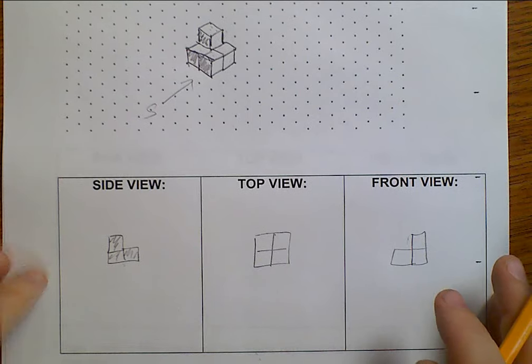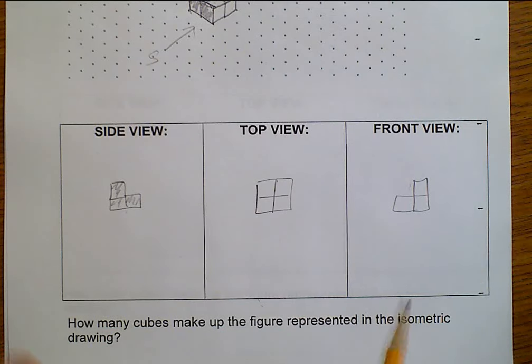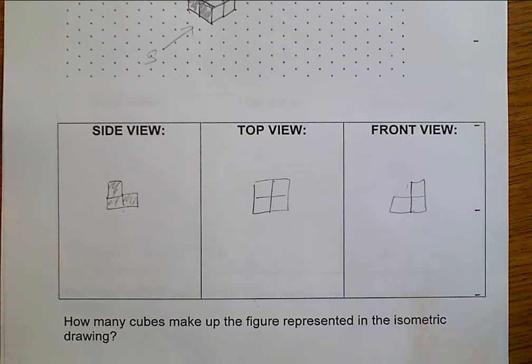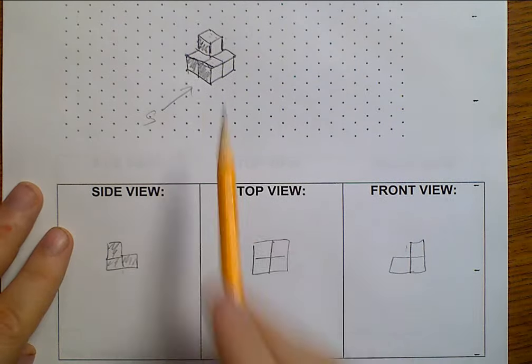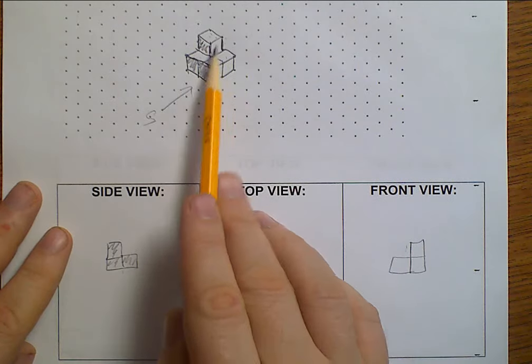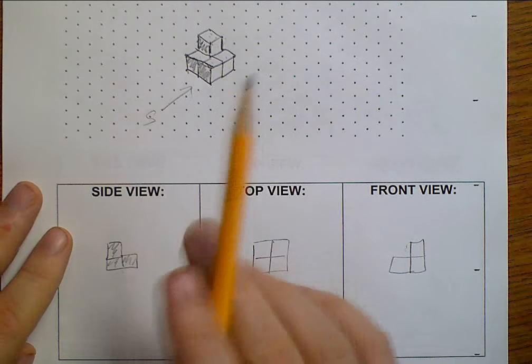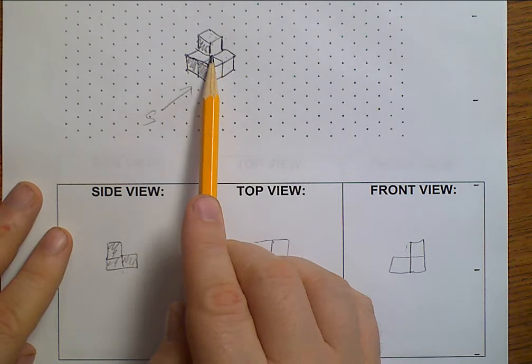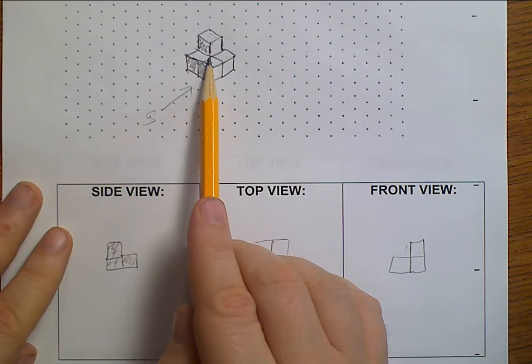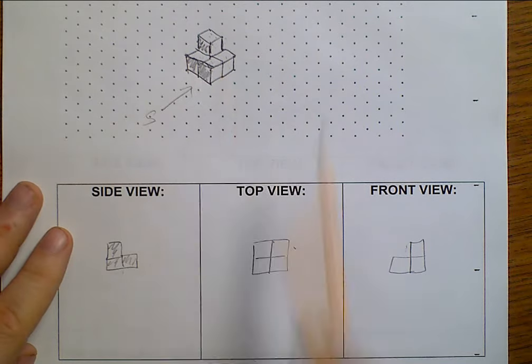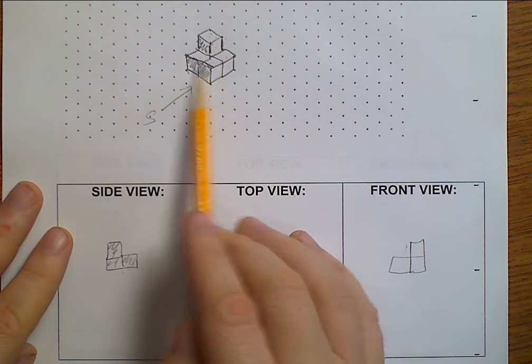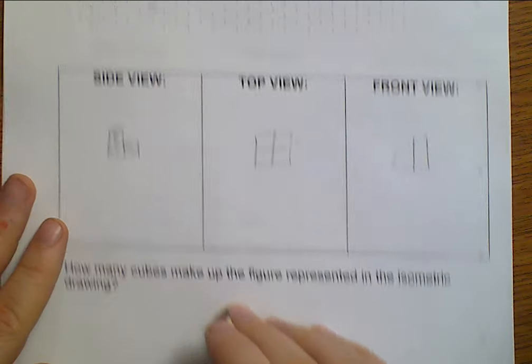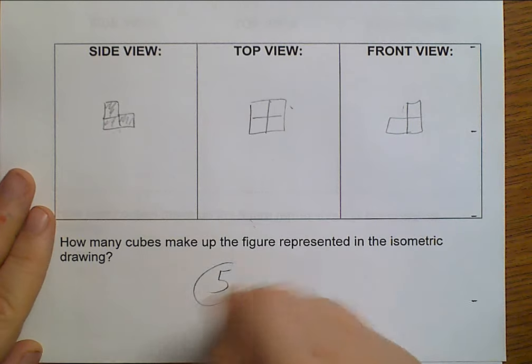Now let's answer the bottom question. The bottom question says, how many cubes make up our isometric drawing? Well, we look at this, and I see 1, 2, 3, 4. But there's one that's tucked in underneath this one. See, this is actually stacked 2 high with 3. So it's a base of 4 with 1 on top makes a total of 5.